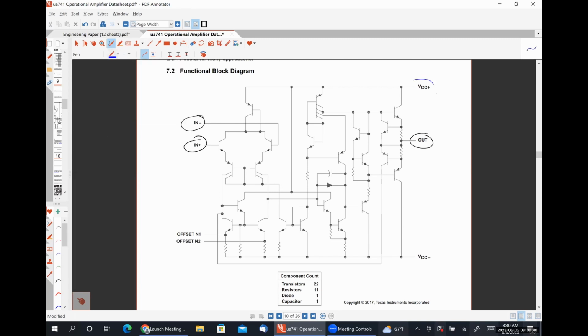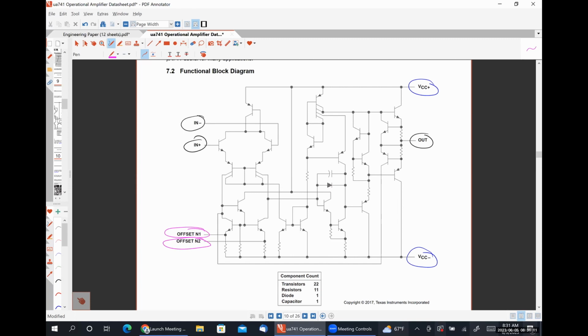Then we have our positive supply pin, our negative supply pin. And here's our offset null 1 and offset null 2. Let's talk very briefly about the offset null pins and effectively explain why we're going to ignore them in this class, but why we don't ignore them for practical circuits. So the offset null pins are used to correct manufacturing errors.